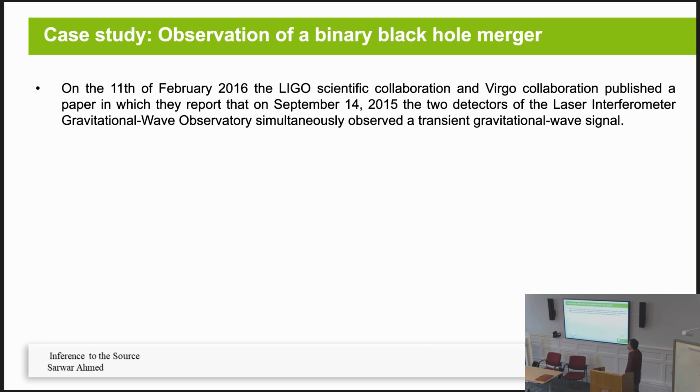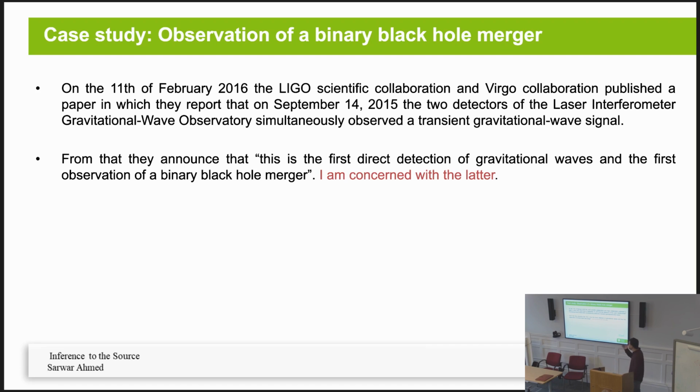So on the 11th of February 2016, the LIGO Scientific Collaboration and Virgo published a paper in which they reported that on September 14, 2015, the two detectors of the Laser Interferometer Gravitational Wave Observatory, LIGO, simultaneously observed a transient gravitational wave signal. In the discovery paper, they argued this is the first direct detection of gravitational waves and the first observation of binary black hole mergers. And here I'm mostly concerned with the latter.